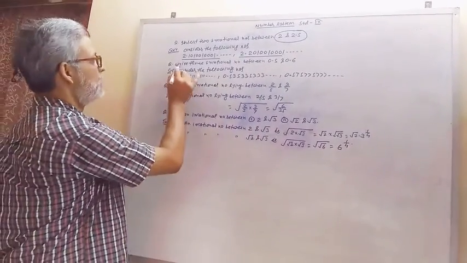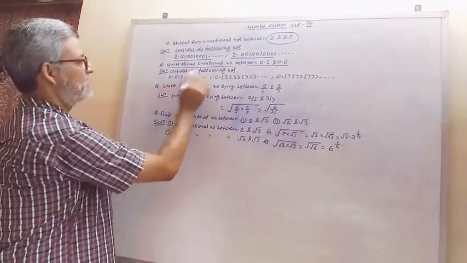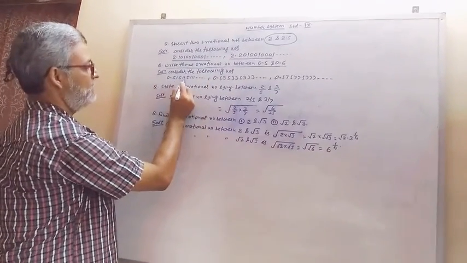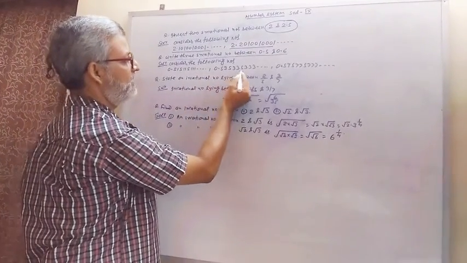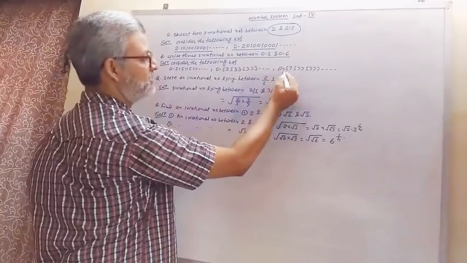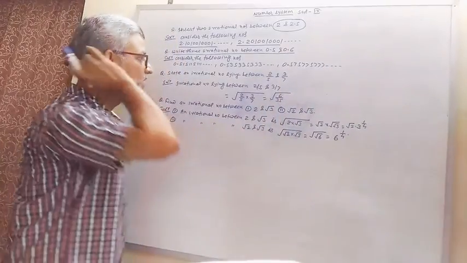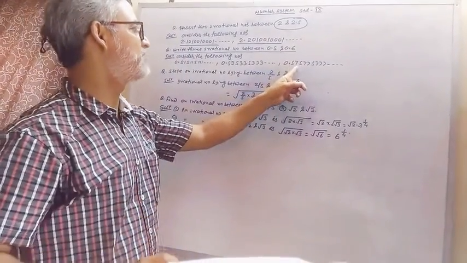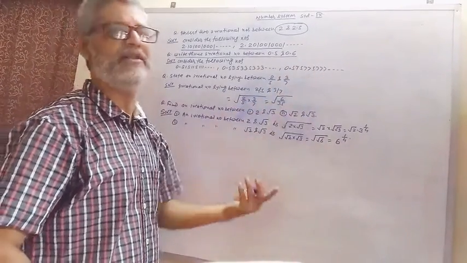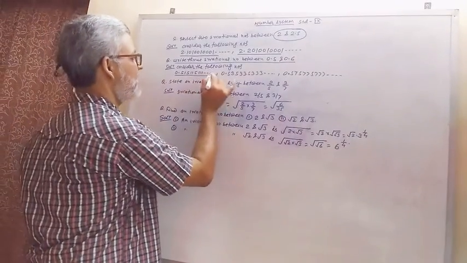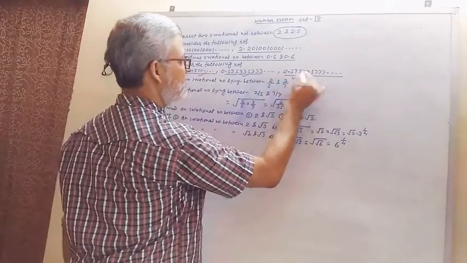Second example: write three irrational numbers between 0.5 and 0.6. Consider the numbers 0.51, 0.511, 0.5111 and so on; 0.53, 0.533, 0.5333 and so on; 0.57, 0.577, 0.5777 and so on. Even in place of 0.57 we can take 0.59, 0.599, 0.5999, anything can be taken. All these numbers are non-terminating decimals, so these numbers are called irrational numbers.